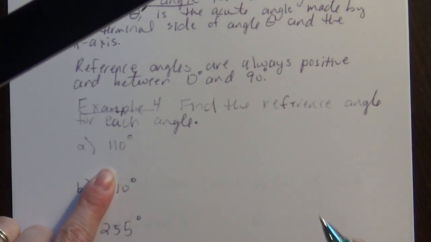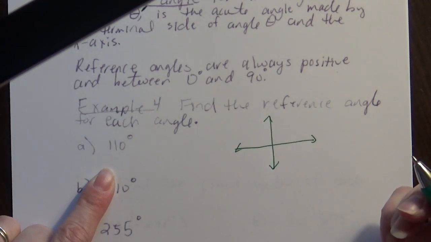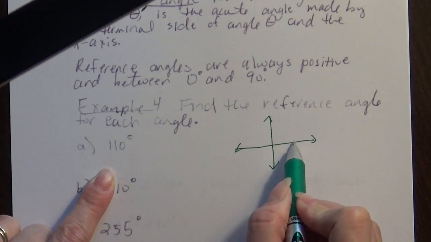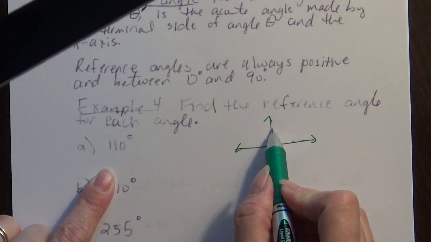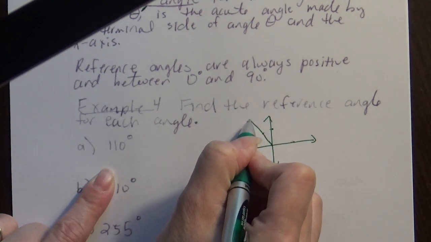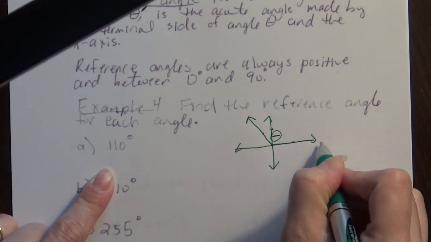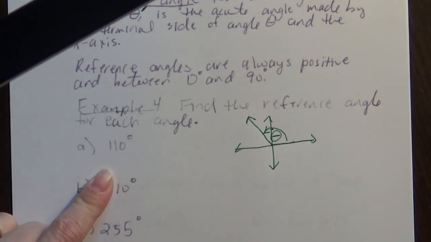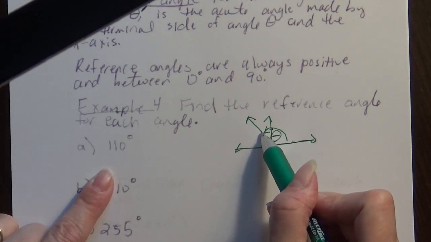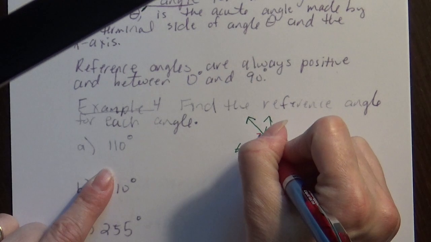Part A, our angle is 110 degrees. An angle of 110 degrees in standard position starts on the right side of the x-axis, and then goes up to here, which would be a 90-degree angle, and then I need to go another 20 degrees into quadrant 2. So 110 degrees is going to look like this. Here's theta from here to here. Theta prime is the shortest distance from the terminal side back to the x-axis. So theta prime is going to be from here to here.